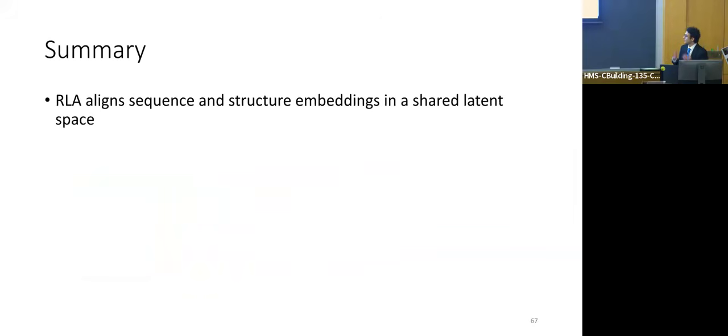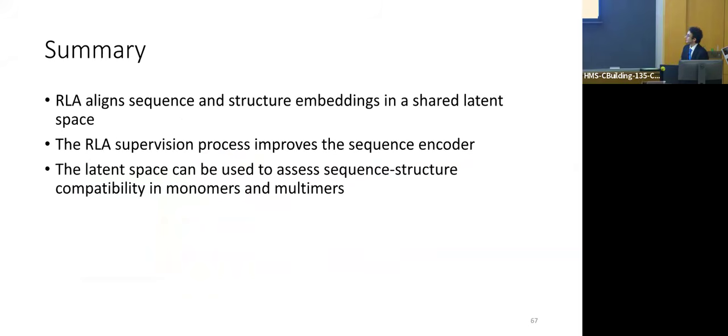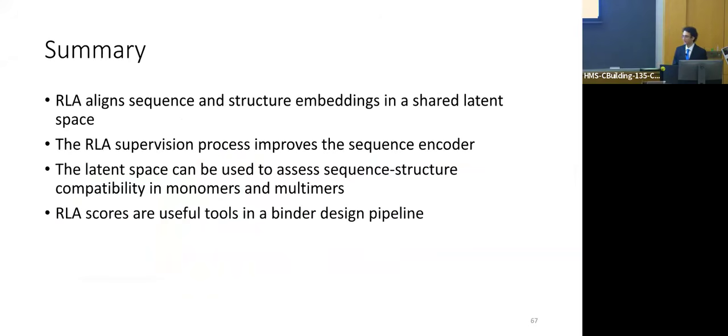As a summary, what I've talked about is developing this RLA process that aligns sequence and structure embeddings in a shared latent space. I showed that the RLA supervision process improves the sequence encoder, so you get this fine-tuned RLA ESM model that is better than the initial ESM model at predicting contacts. The latent space can be used to assess sequence-structure compatibility in monomers and multimers. And I briefly mentioned how you could potentially use RLA in a binder design pipeline.